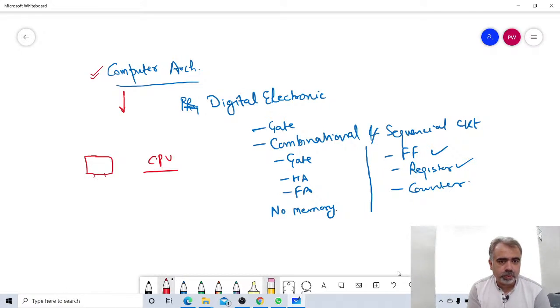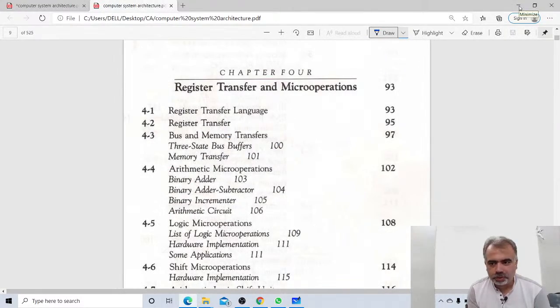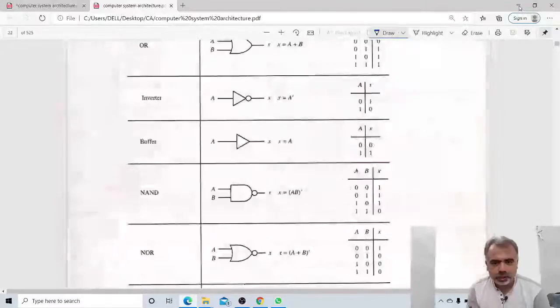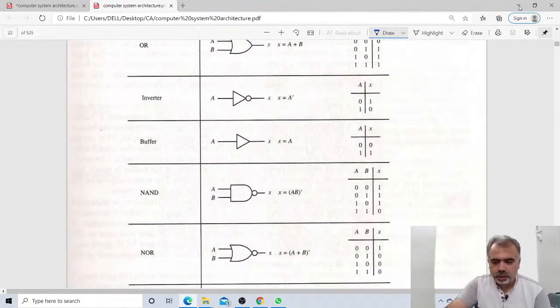Before beginning computer architecture, you all must understand that computer architecture deals with the architecture of a computer, meaning how the data flows, how the control system and instruction system work together. So this is all about computer architecture. Now let me start the first chapter, the fourth one. To begin with, let me start it.